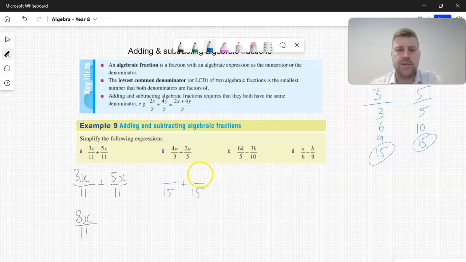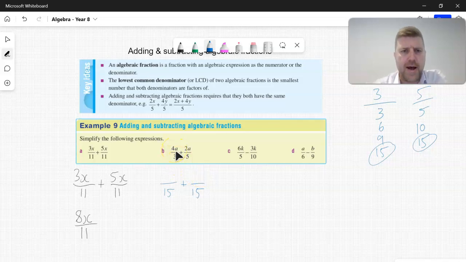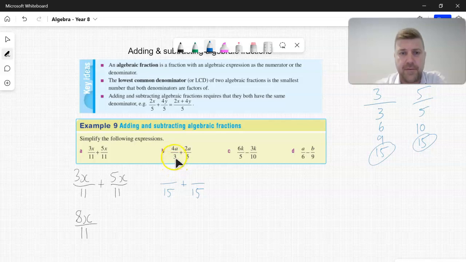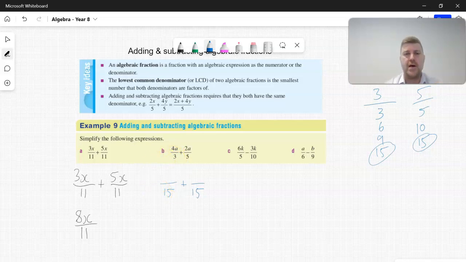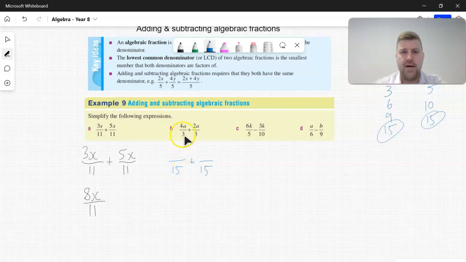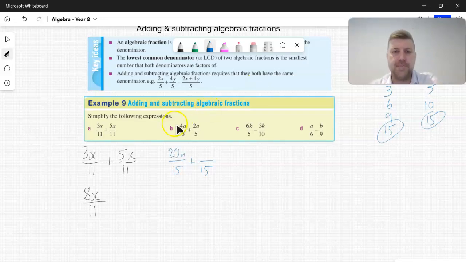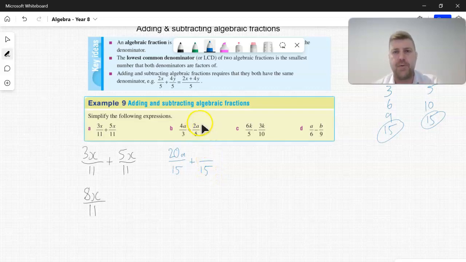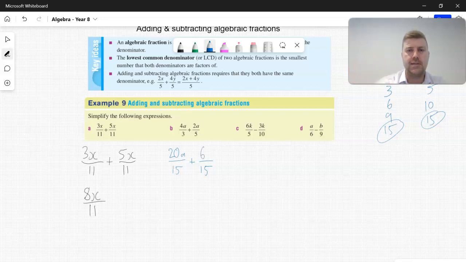15 is my common denominator, but I can't just write 4a over 15, because to go from a denominator of 3 to 15, I've multiplied by 5. 3 times 5 is 15. So that means I also need to multiply my numerator by 5. So 4a times 5 is 20a. 4 times 5 is 20, and a remains the same. And likewise, my second fraction, 5 multiplied by 3 is 15. So I need to multiply my numerator by 3. 2a times 3 is 6a.